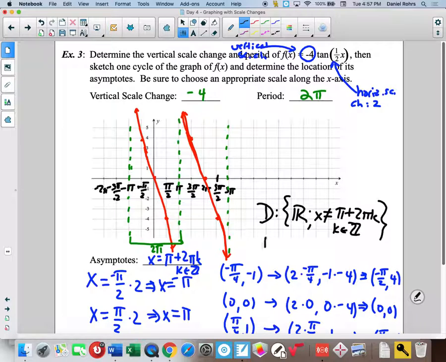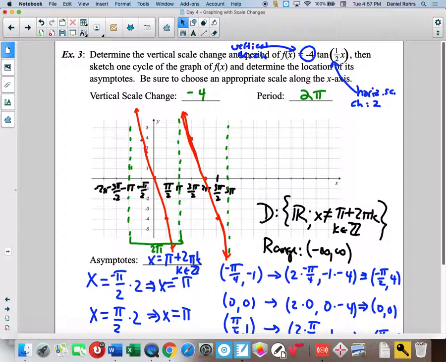The range, as always, is always for tangent functions, all reals. That will never change. So that is two what we call cycles of that tangent function. I just wanted to give you an idea of how scale changes are interpreted.